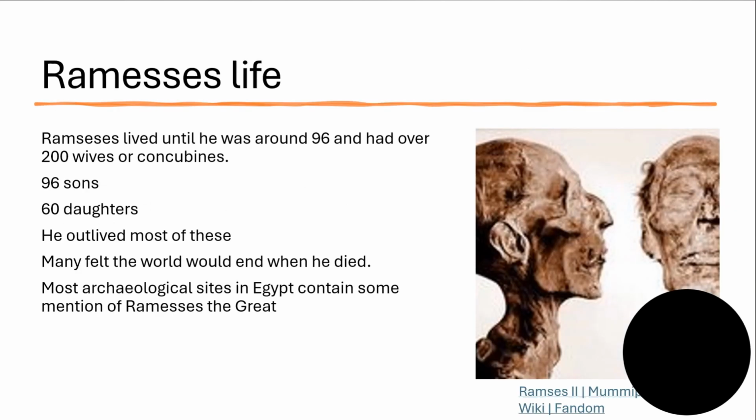Now, taking this further, Ramesses, a bit about his life. He lived until he was around 96 years old. He had over 200 wives or concubines. He had 96 sons and about 60 daughters with them, although he actually outlived most of these. Now, many felt then that the world would end when he died, and most archaeological sites in Egypt contain some mention of Ramses the Great. Such was the impression which he had on Egypt.